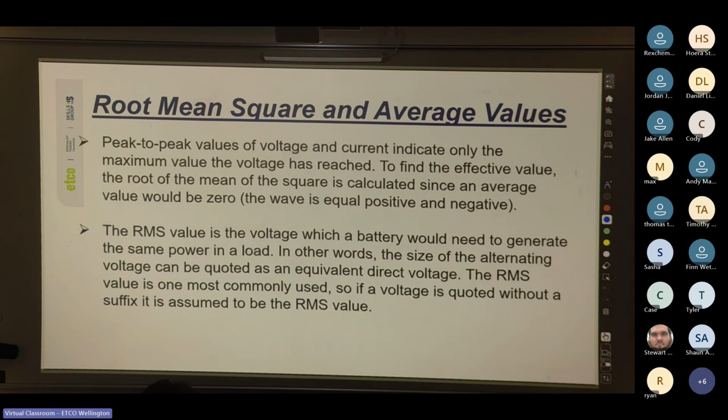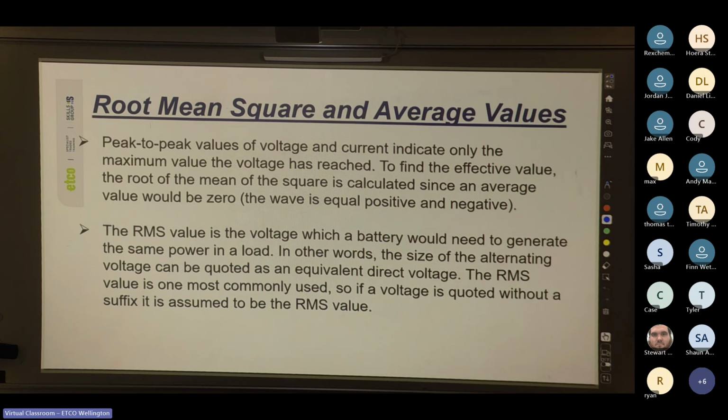The RMS value is the voltage which a battery would need to generate the same power in a load. In other words, the size of the alternating voltage that can be quoted as an equivalent direct voltage. The RMS value is the one most commonly used. So if a voltage is quoted without a suffix, it is assumed to be the RMS value. It's the one that our multimeters read. So whenever you stick your probes in and you get 230 volts, your meter is doing all of those calculations for you.